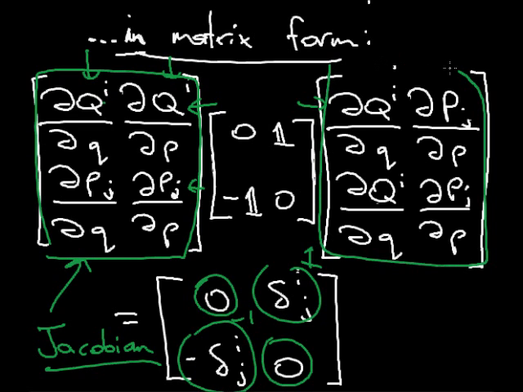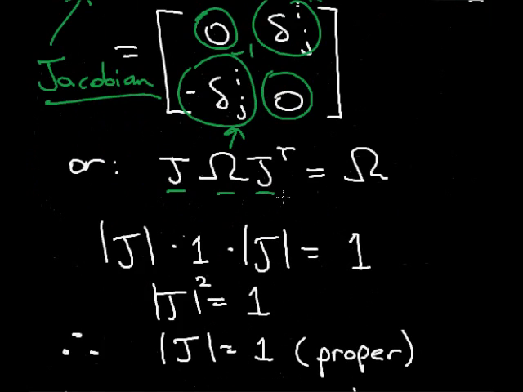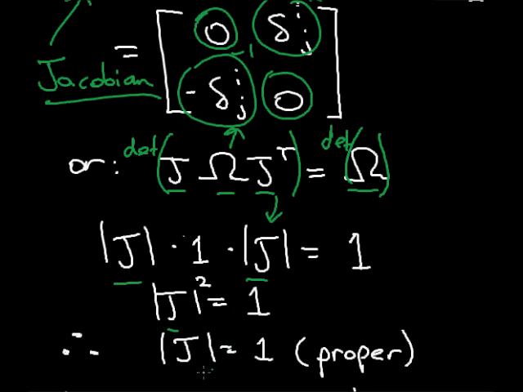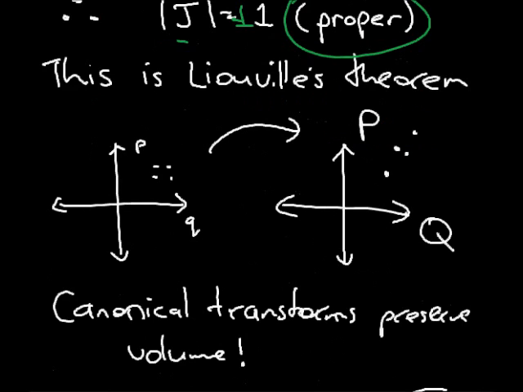To say that the transformation is canonical is to say that if you sandwich the symplectic matrix between the Jacobian and its transpose, you get the symplectic matrix back. Transposing a matrix doesn't change its determinant. So on the right we have a determinant of 1, and on the left we have det J times 1 times det J. Therefore det J is just 1, or negative 1, but we're not going to look at that case.